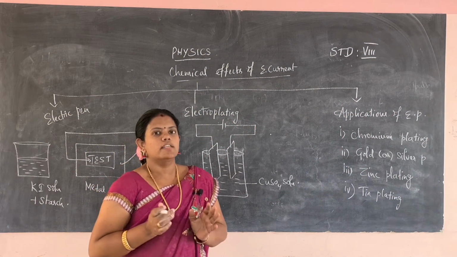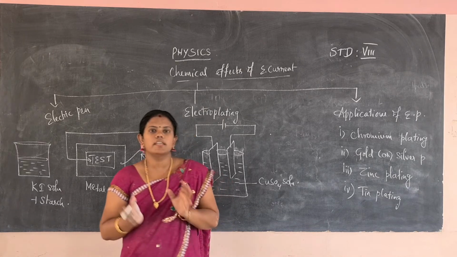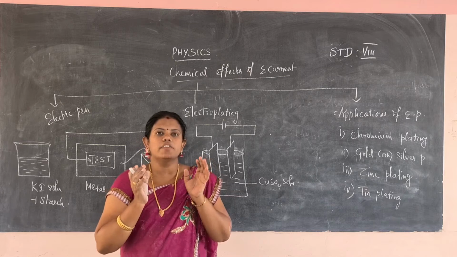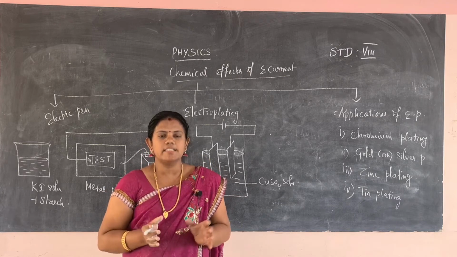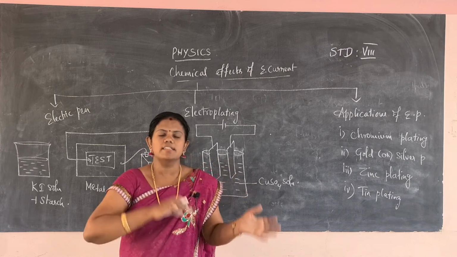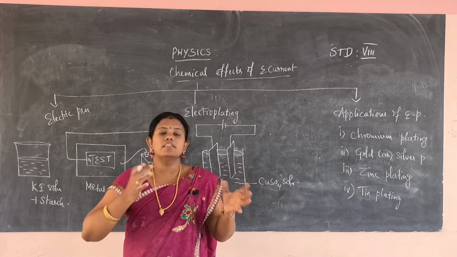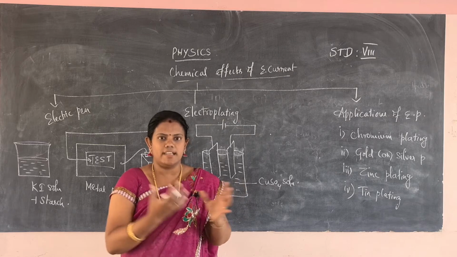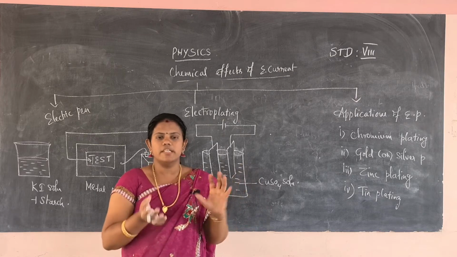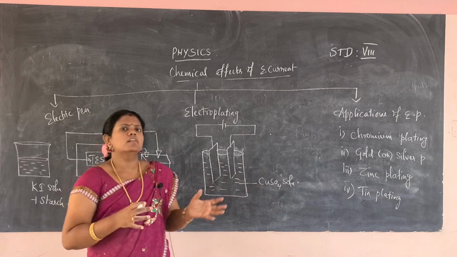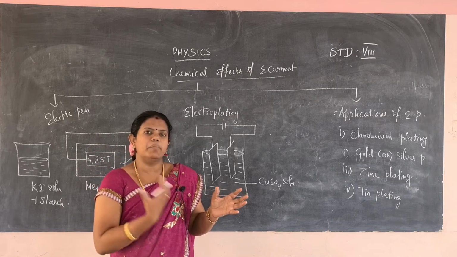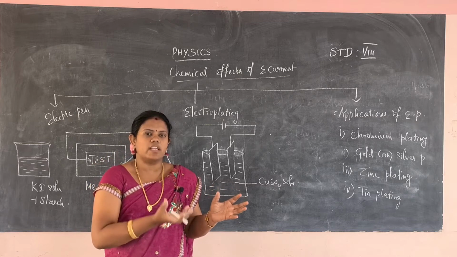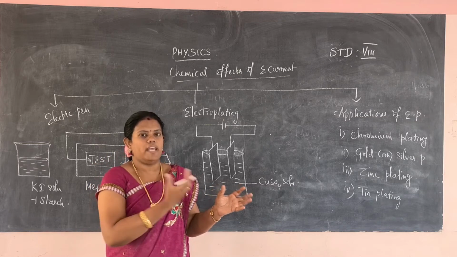Good morning, students. In the previous class, we discussed the chemical effects of electric current. In this chapter, we discussed what electric current is, what conductors and insulators are, and electricity conduction through liquids. What are the liquids that conduct electricity? You have to recall the previous class. And then, what are LED bulbs? And then the chemical effects of current, which I explained with one activity.